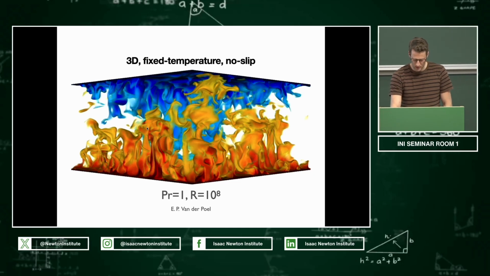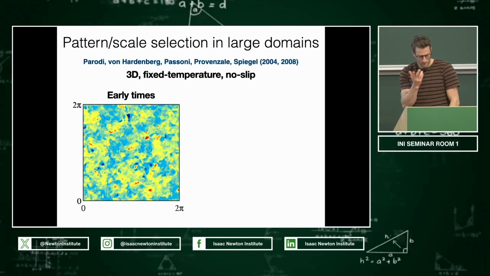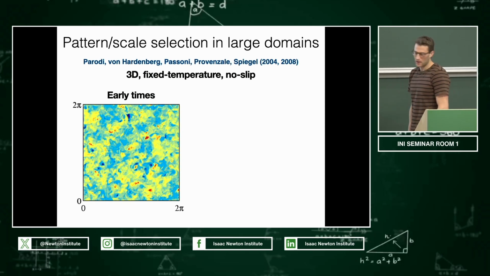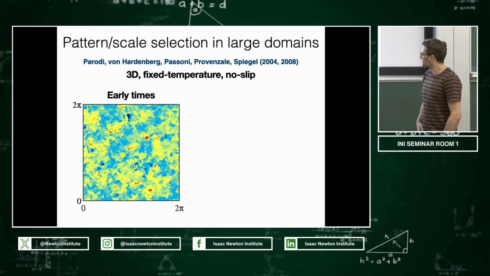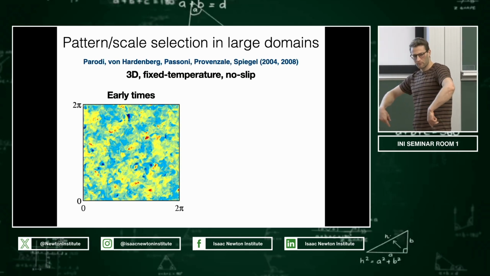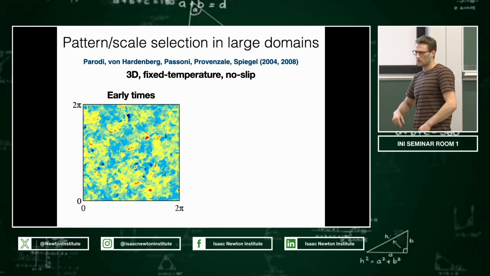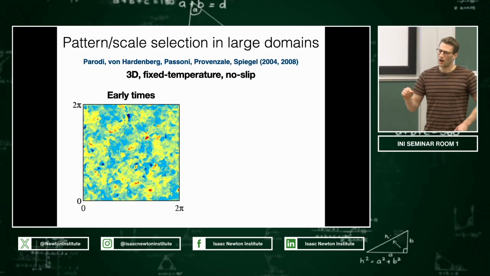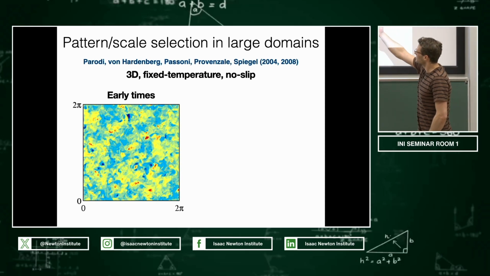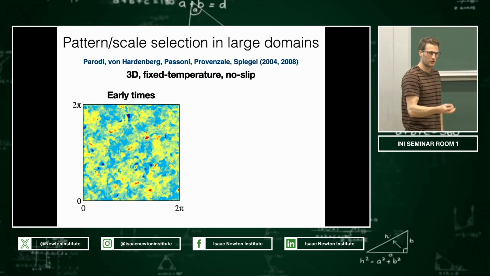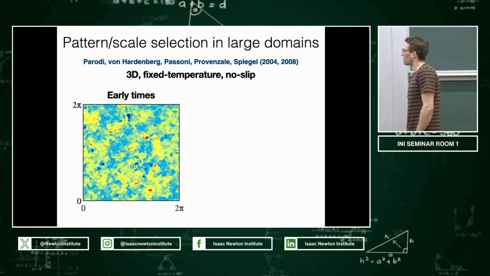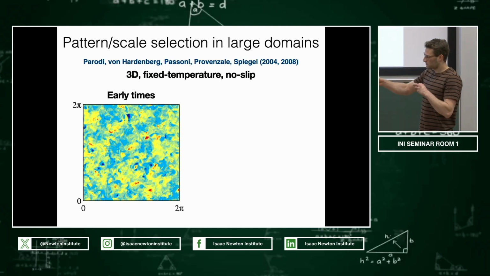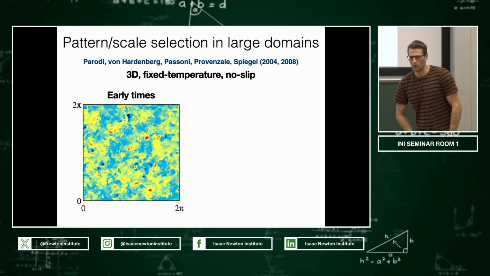So this was investigated in a pair of papers from 2004 and 2008 by these authors. Here we're looking from above at a somewhat larger domain. This is 2 pi by 2 pi in the horizontal direction. The height is 1. And we're looking at a temperature slice from above. So the hot red fluid is rising towards us and the cold blue fluid is falling away from us. Now you can see that the flow has organized itself so that the distance between the rising and falling regions is about order 1.